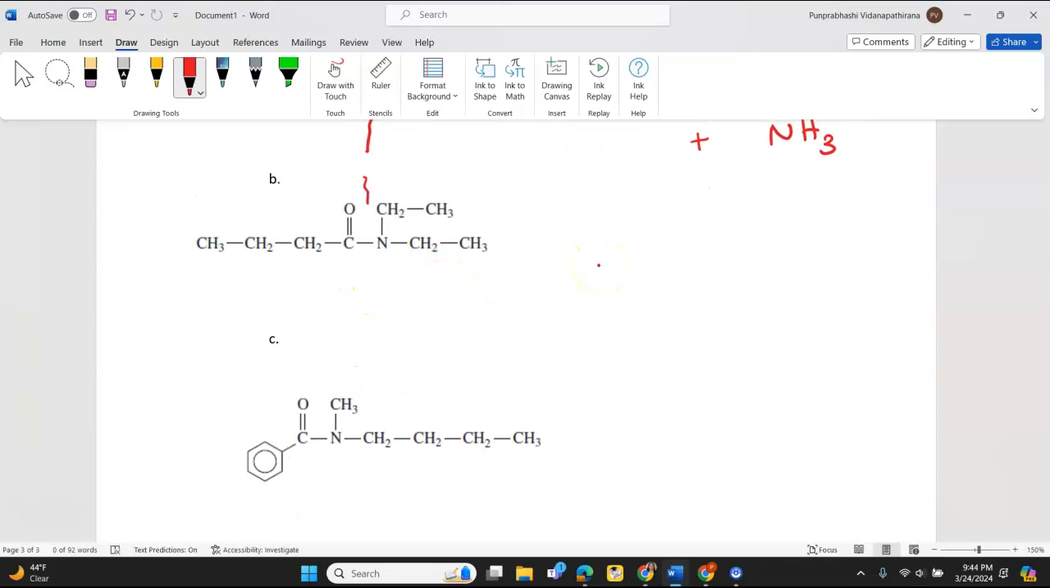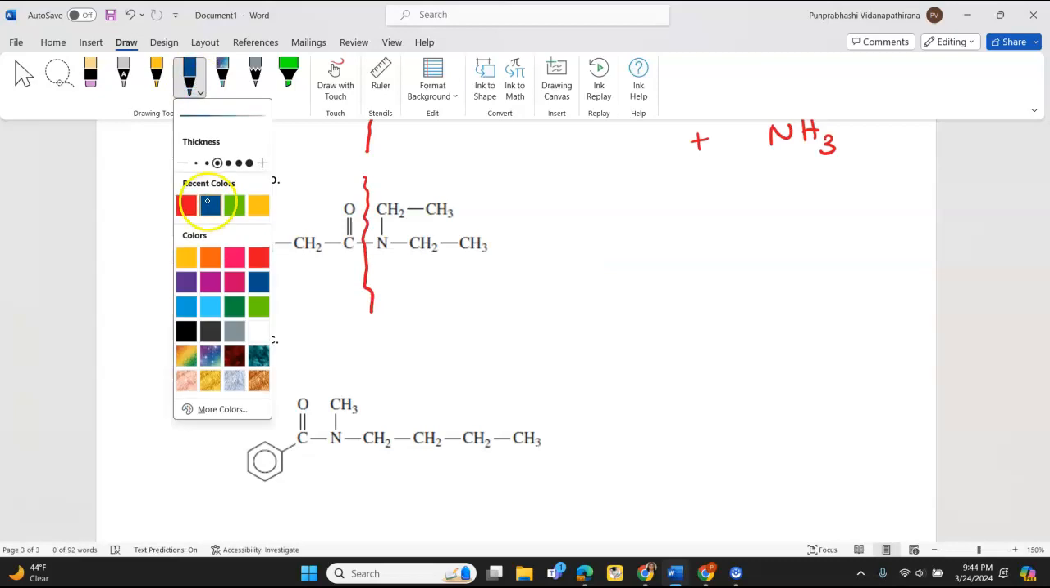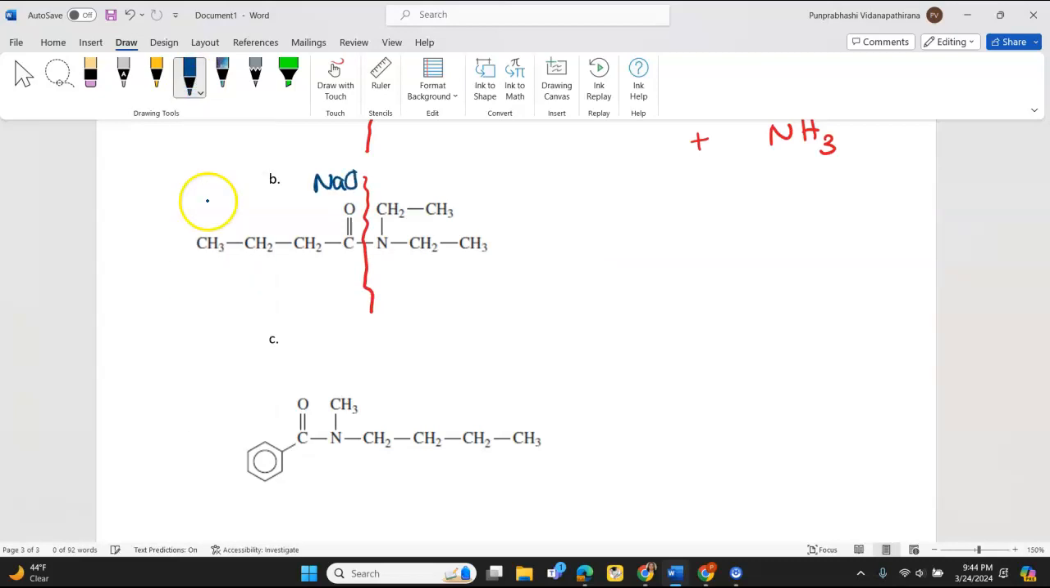So just split the carbon-nitrogen bond and then do the same thing, ONa here and H here. Okay, so add the ONa to the carbonyl carbon and then add this hydrogen to the nitrogen. Okay, so it's very easy, right?